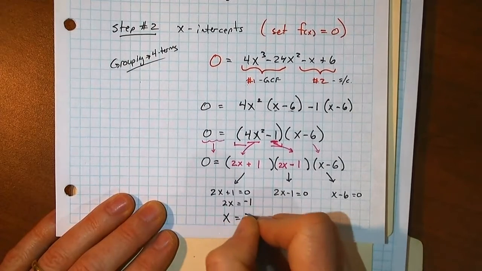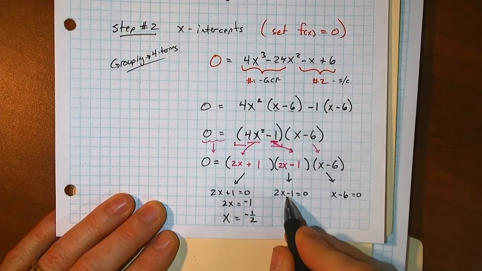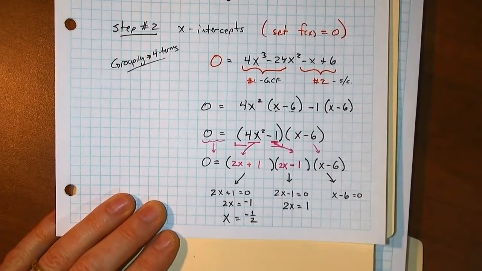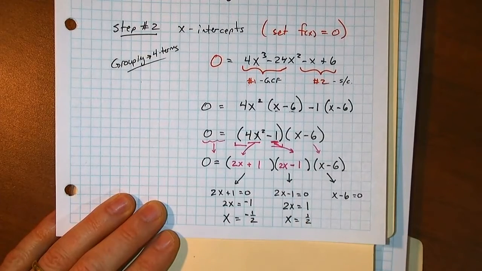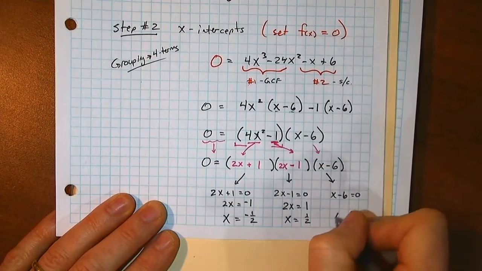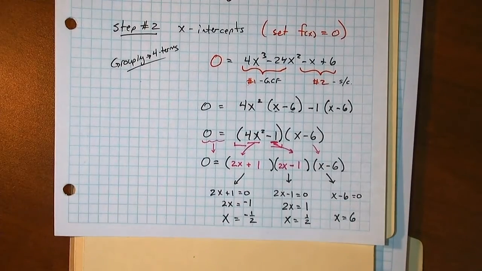So we get x equals a -1/2. For the next part, same thing, except I have to start by adding 1 to both sides, and then divide both sides by 2. And I get x equals a +1/2. So -1/2, +1/2. And on the last one, I just need to add 6 to both sides. So I get x equals 6.